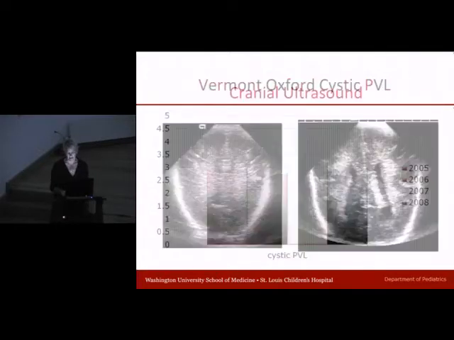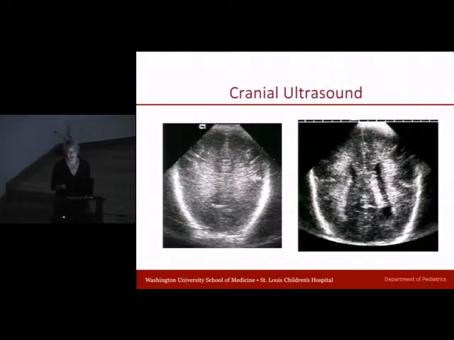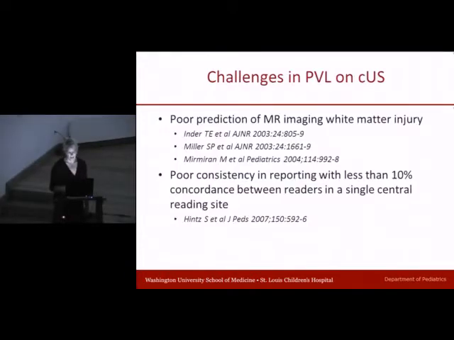What kind of things might you see in the white matter in terms of abnormalities on cranial ultrasound? Well, these are echo densities, as you're familiar with, in the periventricular white matter, and you can see them here rimming the side of the ventricle. What are these? Are they real? Do they really relate to outcomes?